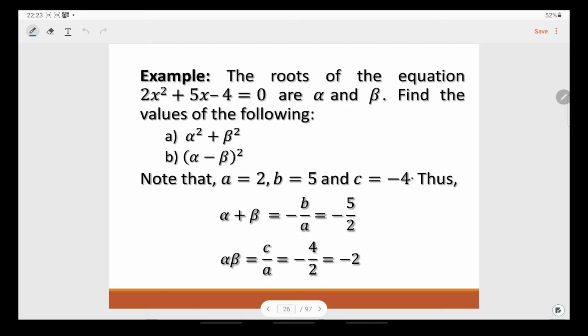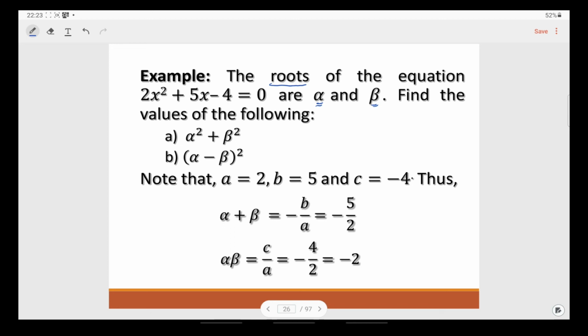Okay, let's consider the following example. The roots of the equation 2x squared plus 5x minus 4 equal to 0 are alpha and beta. That is the given information. The task is to find the values of the following. The question asks you to find the value of alpha square plus beta square, and also the value of alpha minus beta square.